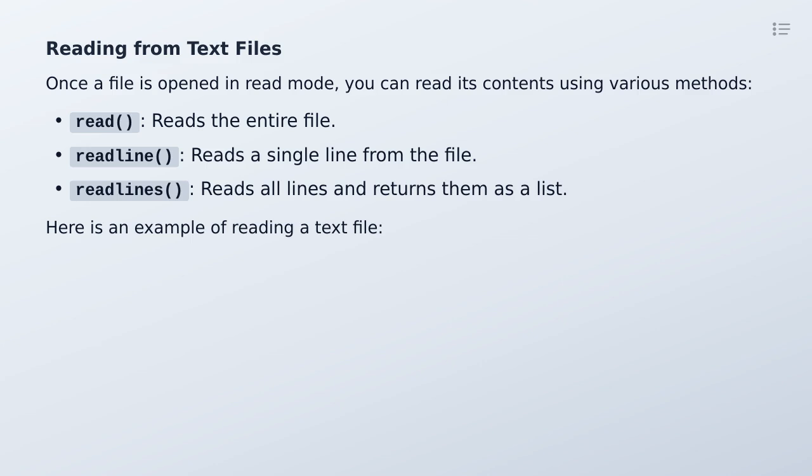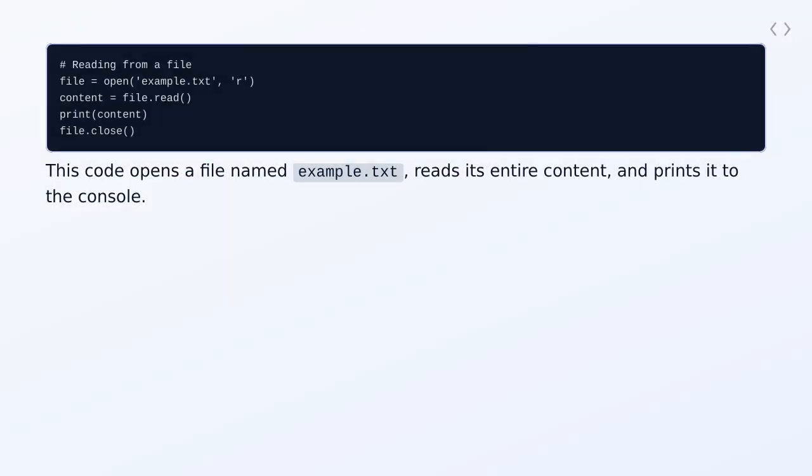Here is an example of reading a text file. I'll let you read the examples on screen rather than reading every line aloud. This code opens a file named example.txt, reads its entire content, and prints it to the console.